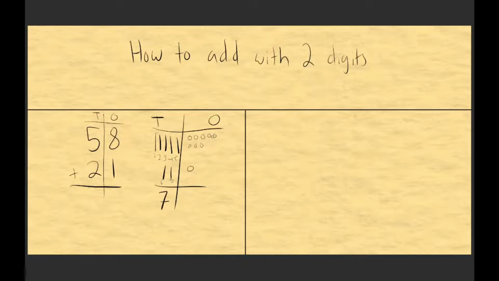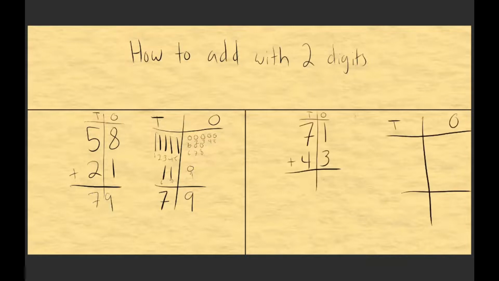What about in my ones place? How many ones do I have? Let's count. 1, 2, 3, 4, 5, 6, 7, 8, 9. That means that there are 9 ones altogether. So the sum of 58 plus 21 would be 79. Let's try one more.